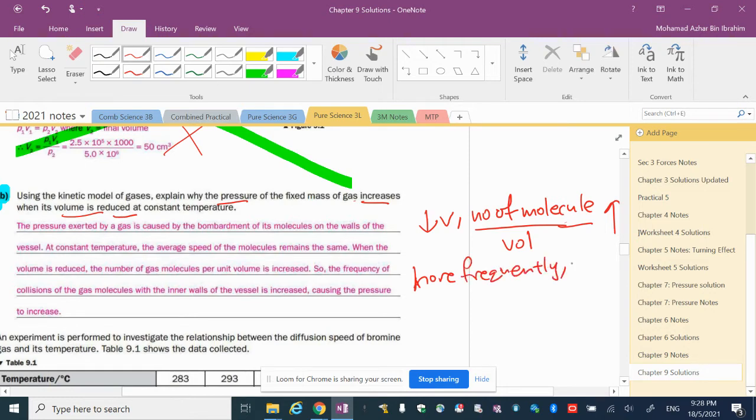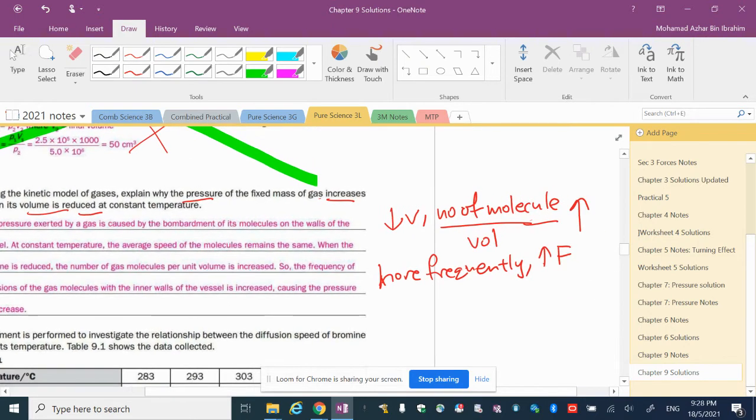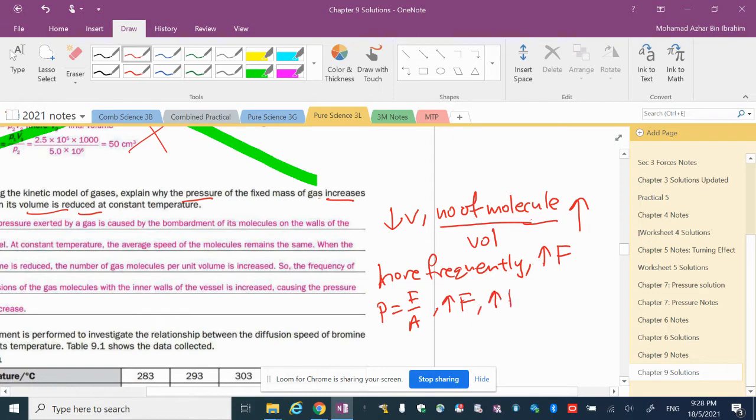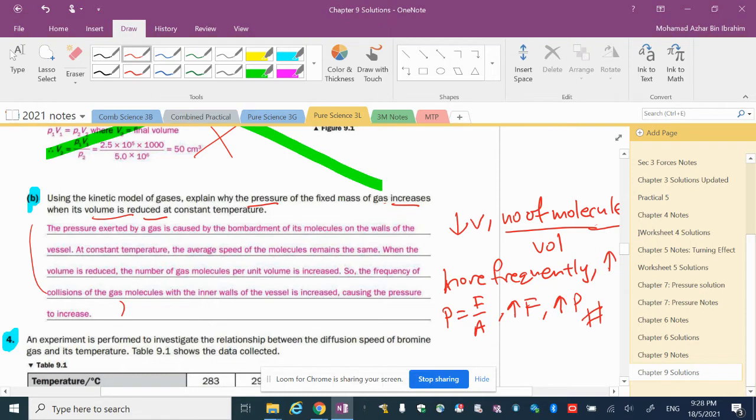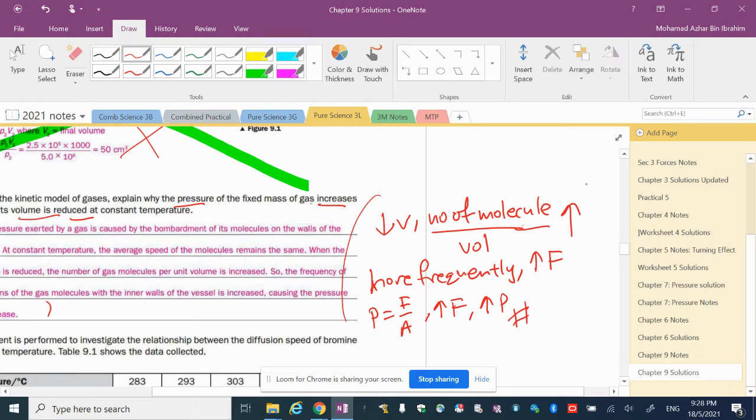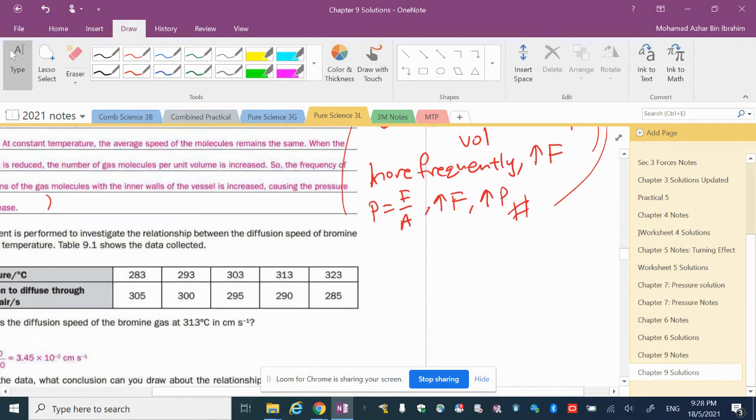Because I hit more frequently, there's a higher force felt on the container. Higher force, because pressure equals force per unit area. Therefore, a higher force means higher pressure. So this is how you should answer. It's a bit all over the place here, but you can just answer as briefly as this, and you should get the full marks.